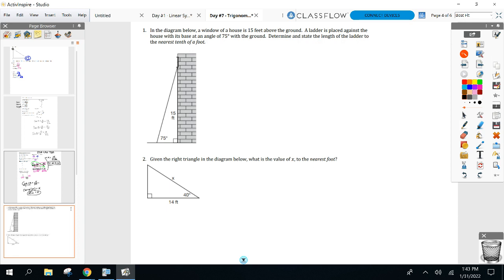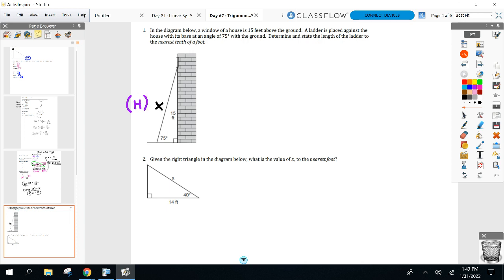What side am I finding here? Length of the ladder. And by the way, it was leaning against the wall. Where's the ladder? The other leg or the hypotenuse? Leaning against the wall. The hypotenuse, right? This is what I'm looking for here. Your ladder is always the hypotenuse. And I just gave that away, so I put an H there.